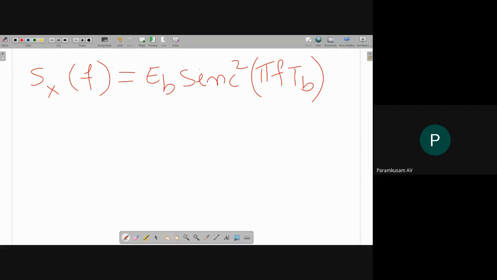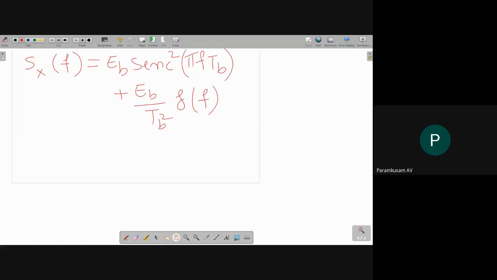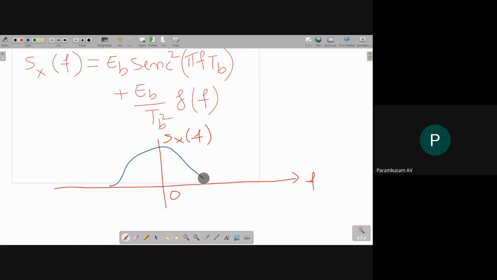ఈ డెరివేషన్స్ గట్ట అవసరం లేదు మీకు. ప్లస్ EB by TB square del of f. This is S x of f. You will have a sync square function and one unit impulse function. Okay, the value is EB. This is 1 by TB, minus 1 by TB.